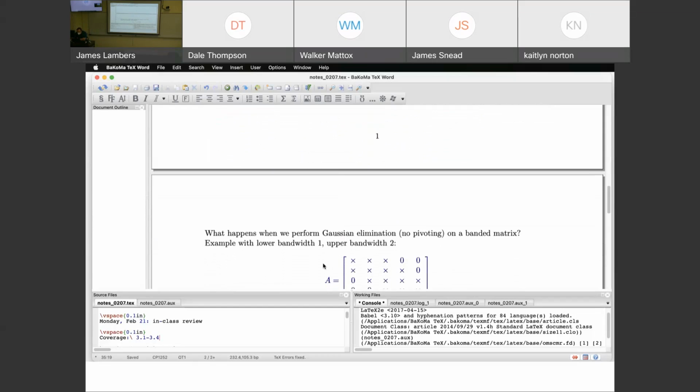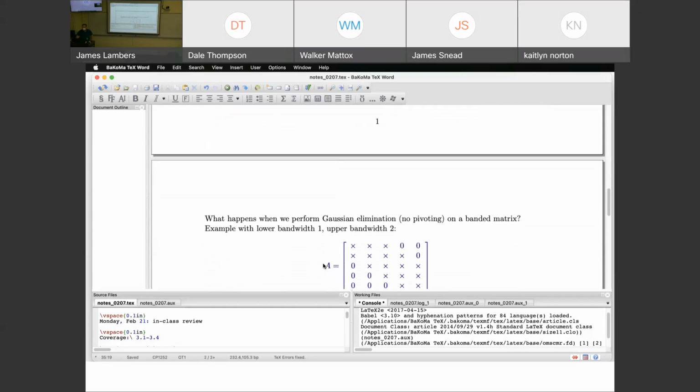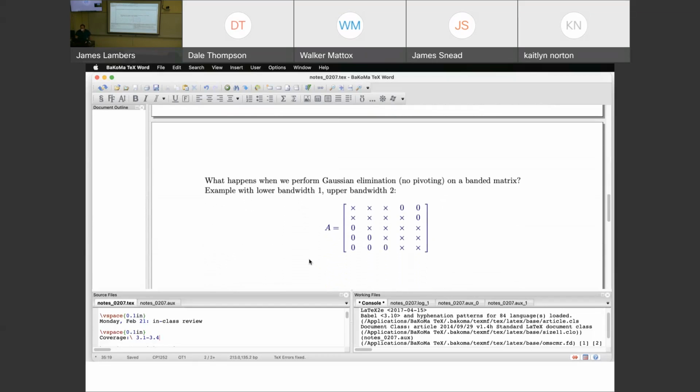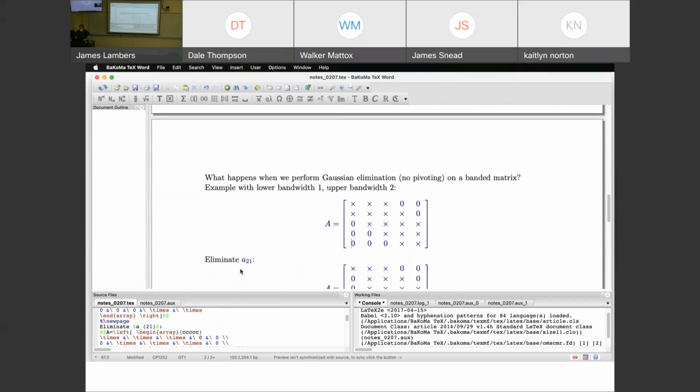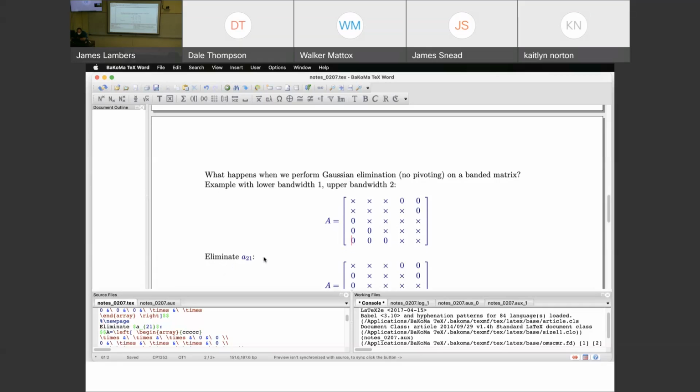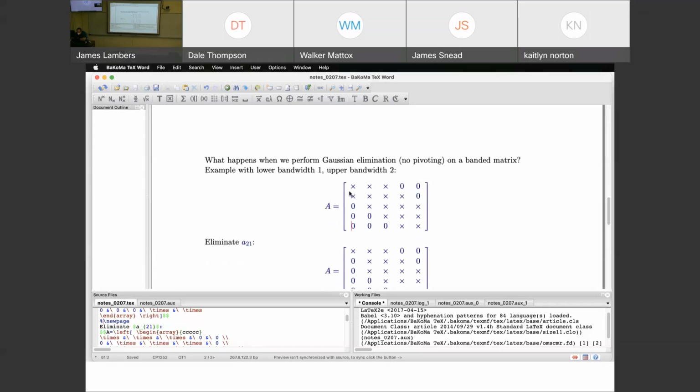So let's suppose we are performing Gaussian elimination on a matrix that is banded. Let's take a look at what happens. Here's an example, where I'm using X's and O's to indicate 0 and non-zero entries. Here we have a lower bandwidth of 1, so we only have one non-zero diagonal below the main one. Then here's the main diagonal, and then we have 2 super diagonals that have non-zero entries.